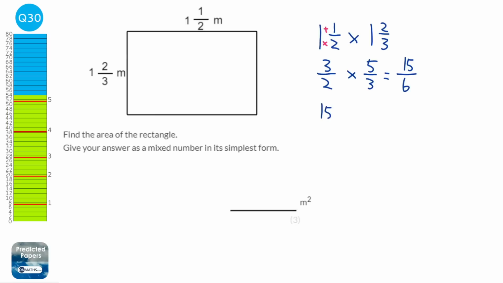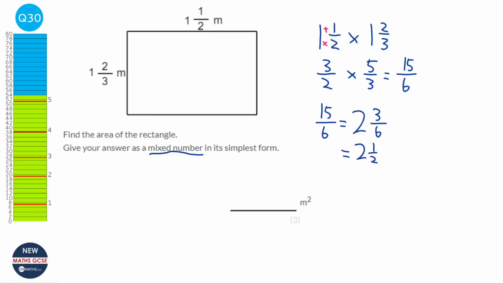So we've got to convert 15 over 6 into a mixed number because it asks for a mixed number. So 15, how many 6's go into 15? Well, we're first of all going to have 2 whole ones, and how many left over? There are going to be 3 left over. Now, 3 over 6 is the same as 1/2 because we can divide top and bottom by 3. So our answer is 2 and a half.